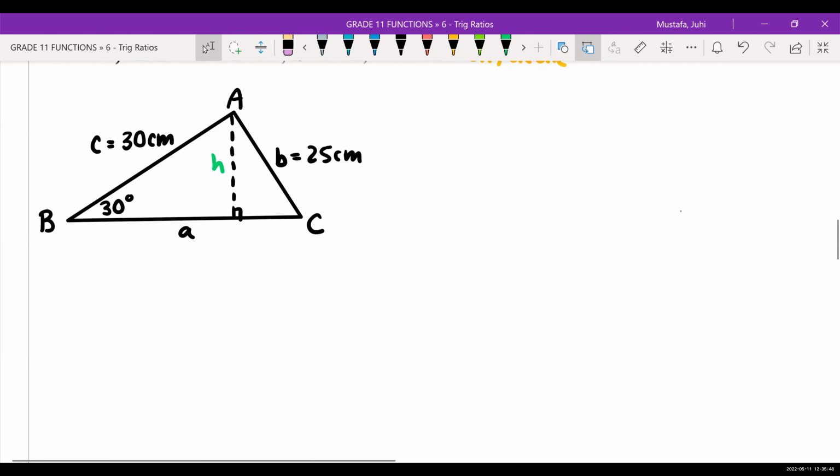Okay, so I am going to go ahead and do sine 30 is equal to h over 30. And so h is going to be sine 30 times 30, which is going to give us 15 centimeters.